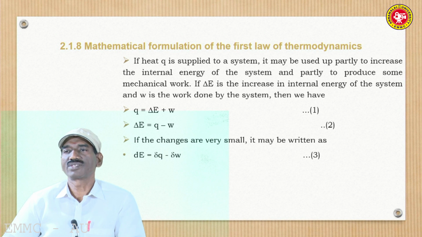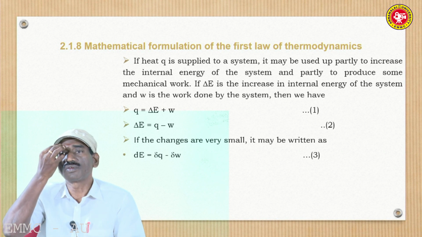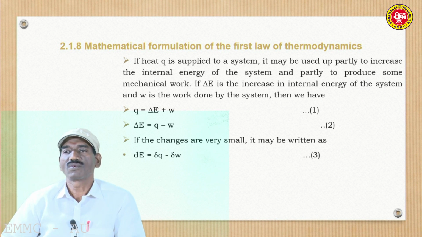The mathematical formulation of the first law of thermodynamics. If heat Q is supplied to the system, it may be used up partly to increase the internal energy of the system and partly to produce some mechanical work. If delta E is the increase in internal energy of the system and W is the work done by the system, then we have Q is equal to delta E plus W. Rearranging this equation, delta E is equal to Q minus W. For a very small change, it may be written as delta E is equal to del Q minus del W.